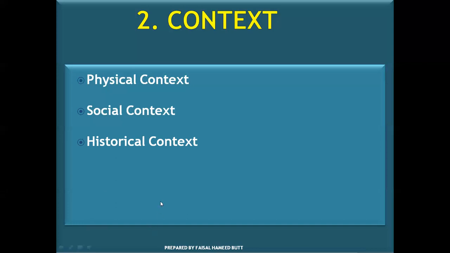The fourth one is psychological context. Your mood and feelings are part of psychological context. Your liking and your disliking are part of your psychological context.